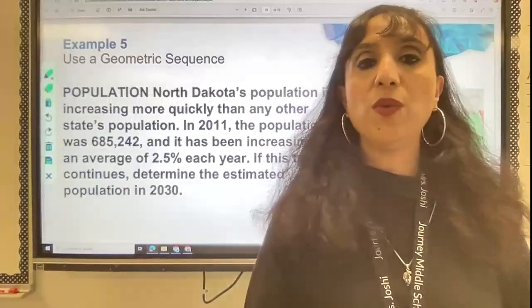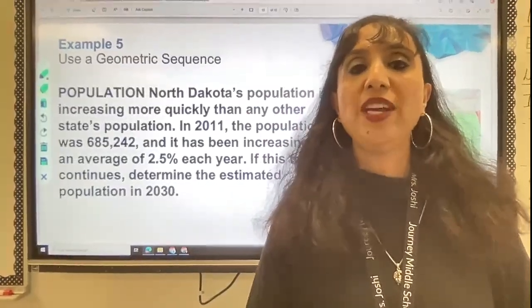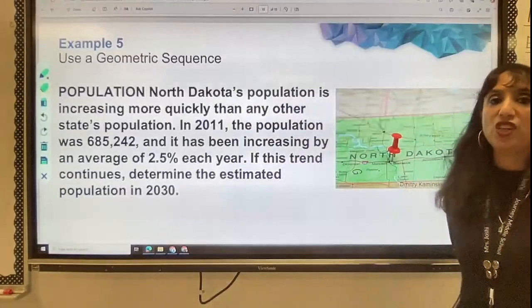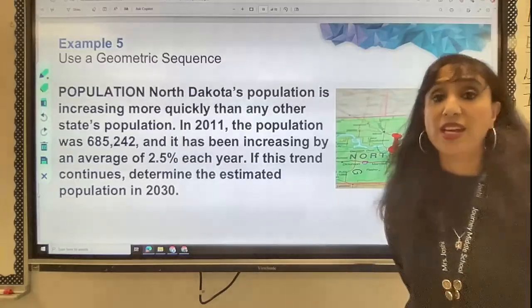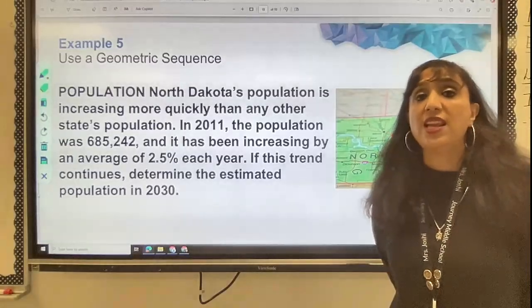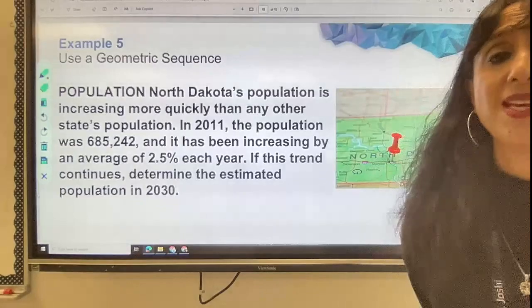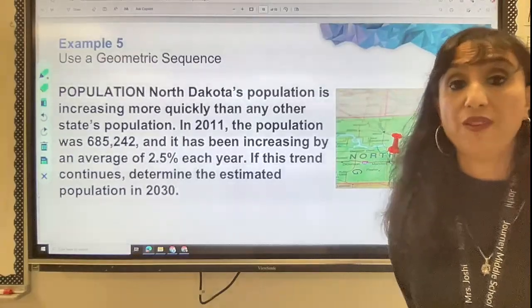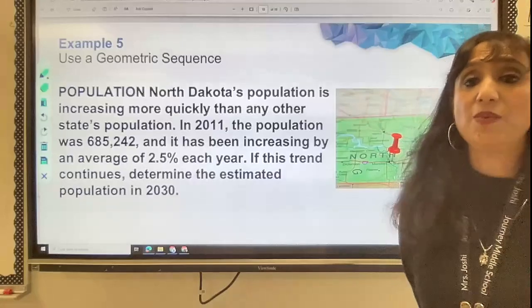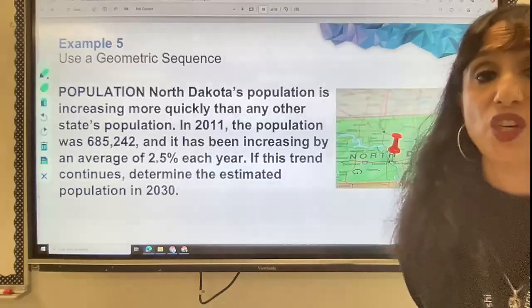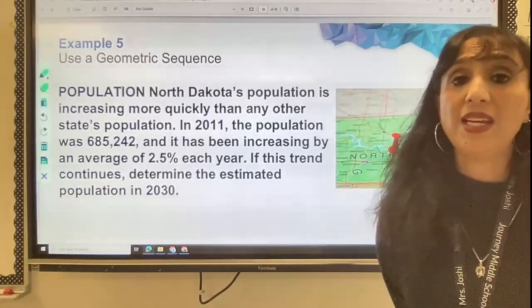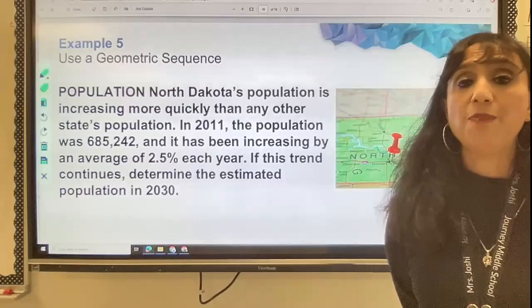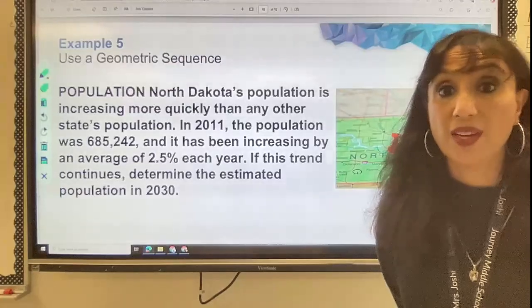All right, let's look at a word problem. Population. North Dakota's population is increasing more quickly than any other state's population. In 2011, the population was 685,242, and it has been increasing by an average of 2.5% each year. If this trend continues, determine the estimated population in 2030.